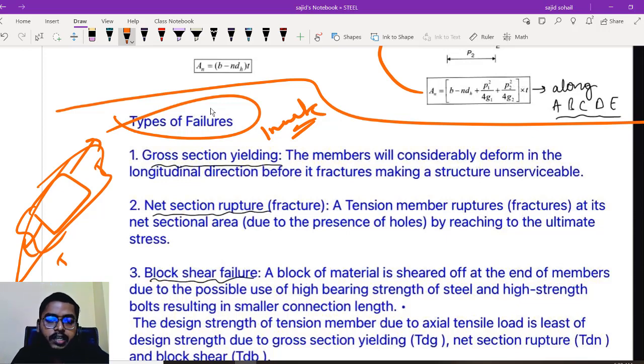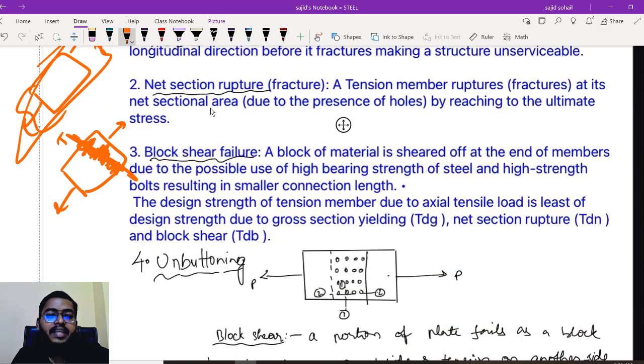Next is net sectional rupture. Where will net sectional rupture be seen? Obviously, let us say you have certain bolts. Now only this area is effectively acting in holding my member, right? So obviously when you are subjecting it to tensile stresses, here there are chances of breaking, full chances of fracture. This is called net sectional rupture.